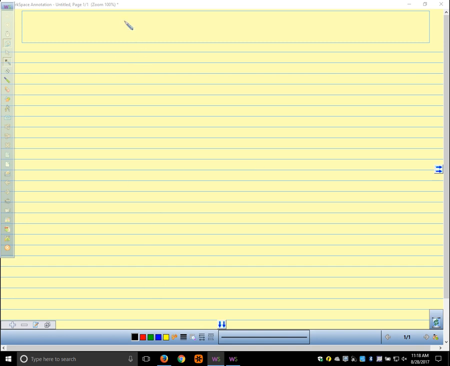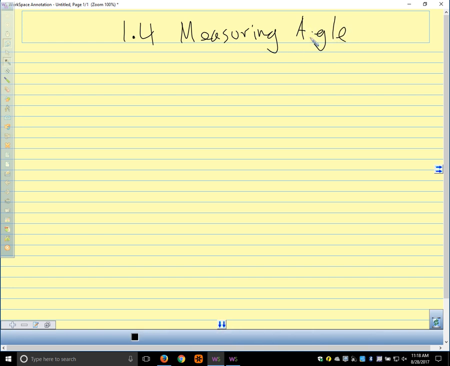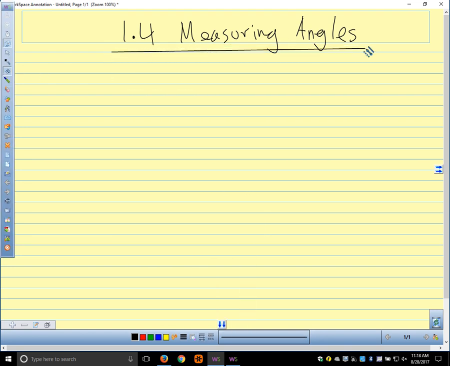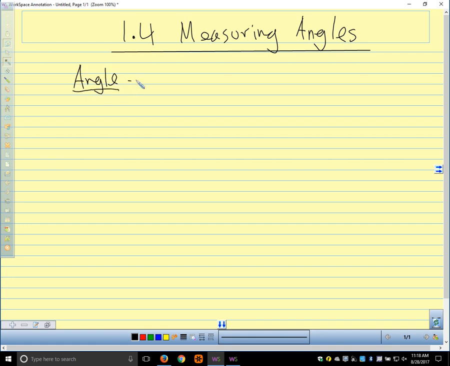So we're in section 1.4, and we're talking about measuring angles. Before we talk about measuring angles, I just really quickly want to review some vocabulary about angles. This should be on your vocabulary sheet that we did, but just to recap, just to reinforce, an angle is two rays with the same endpoint.